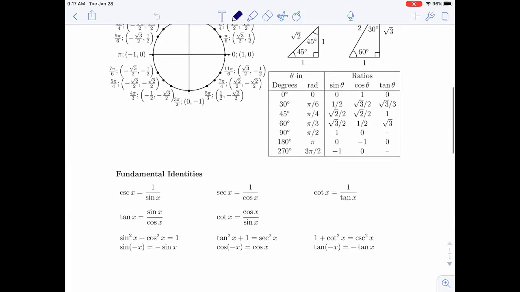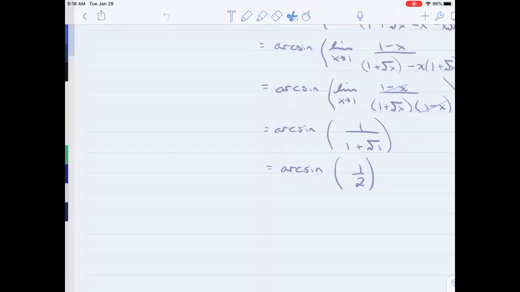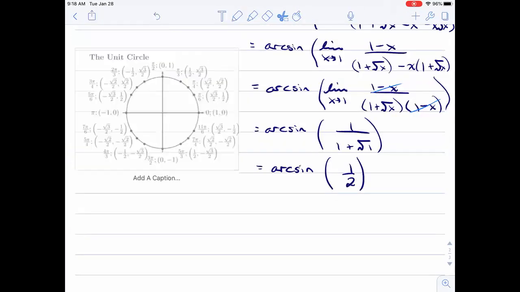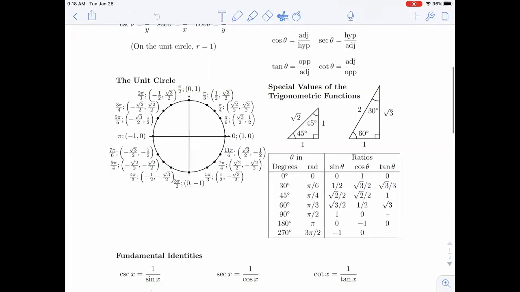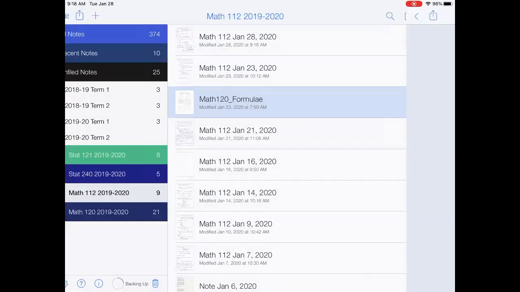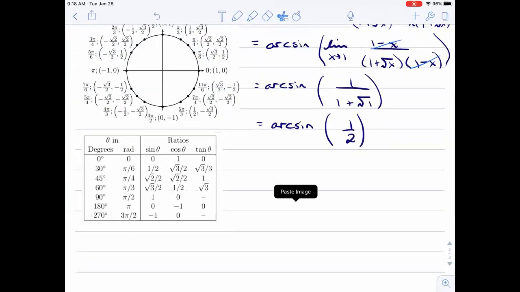So we could remember this little guy. Right. That's nice, right? Or we could remember this little guy. Okay.